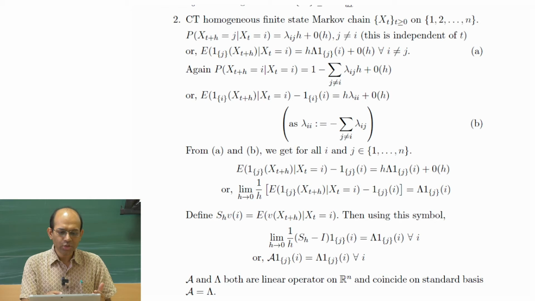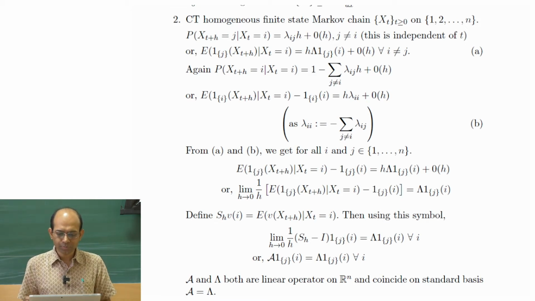So I can see that both are the same equations. This is evaluated for j not equal to i; here it is evaluated for i, because lambda ii can also be written as lambda 1_ii. So I combine these two things to write the expectation of 1_j(X_{t+h}) given X_t equal to i, minus 1_j(i), equal to h times capital lambda 1_j(i), plus small o of h.